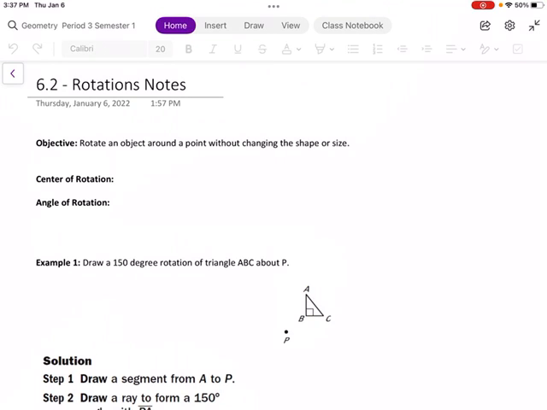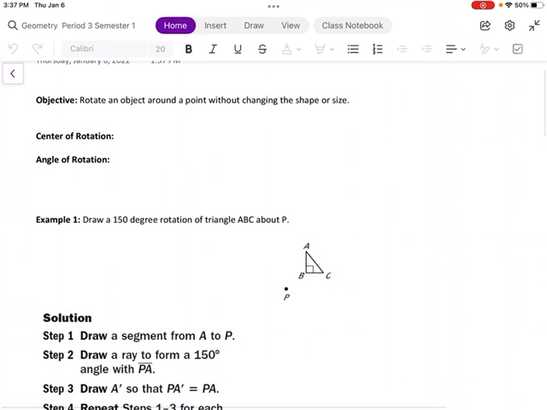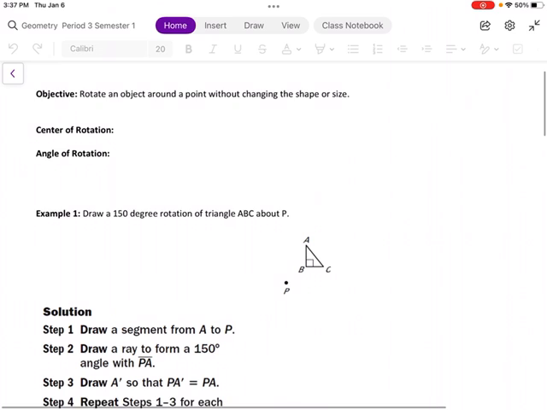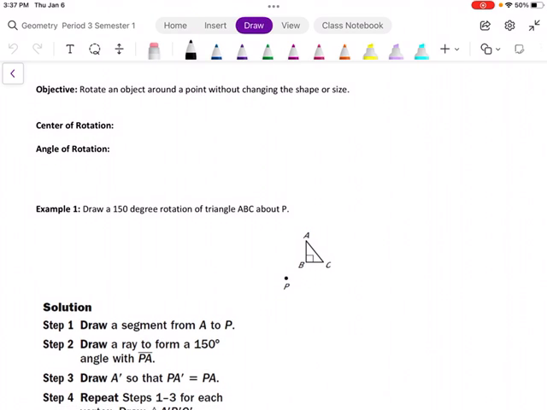Section 6.2 is on rotations, and when we're rotating, we're going to rotate around a point, and we are not going to be changing the shape or the size of the object that we're rotating. A couple of vocabulary words that we have for rotation is center of rotation, and this is the point that we're rotating about.